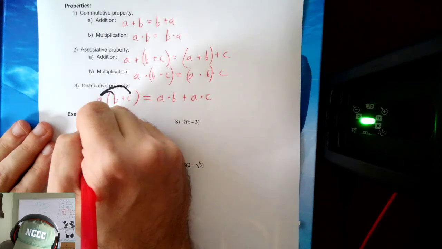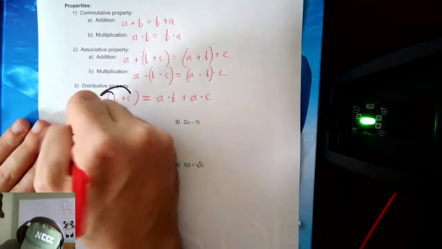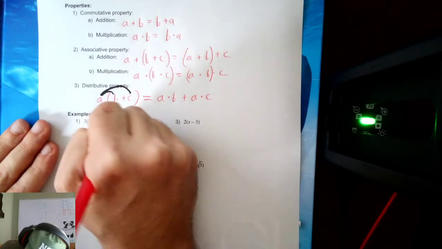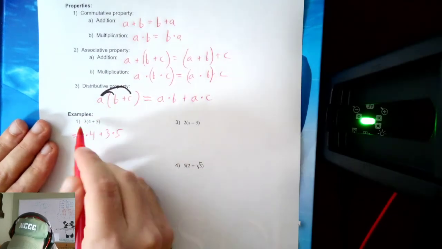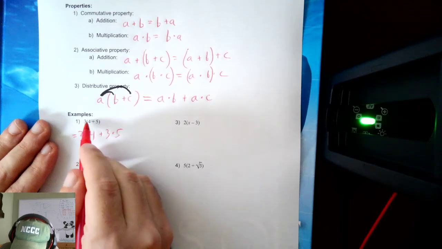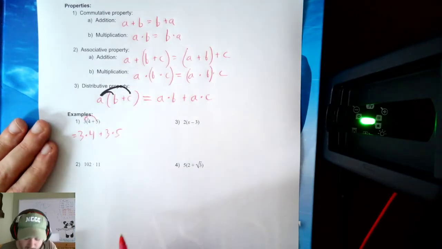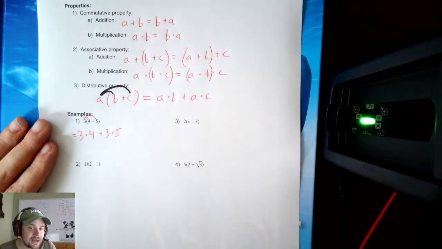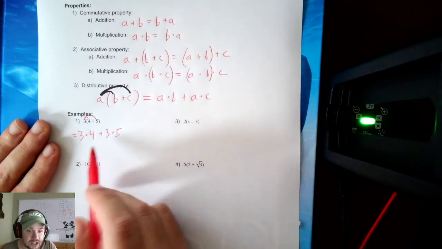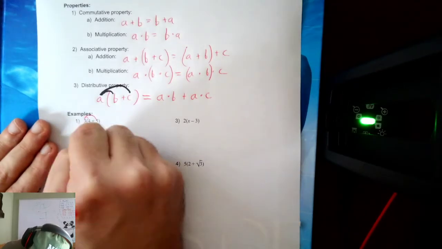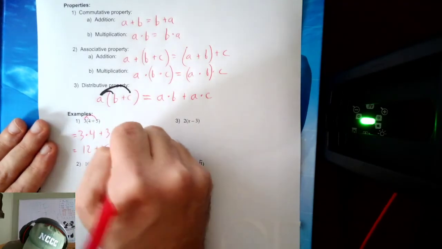We have 3 times (4 plus 5). Well, this is the same as 3 times 4 plus 3 times 5. I can distribute the 3 to the 4 and the 3 to the 5. If you like to draw the little arrows, that's fine as well. I can distribute, right? Now, if I solve this problem, it should give me the same answer, which would be 12 plus 15, which is 27.